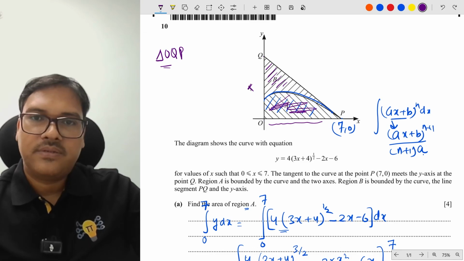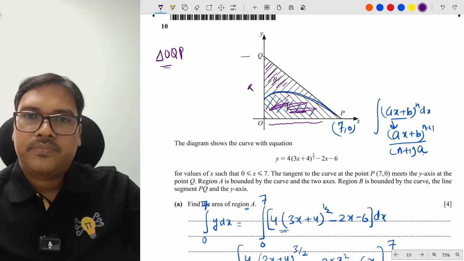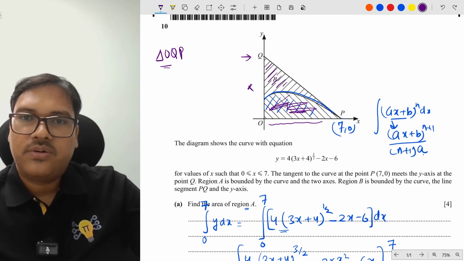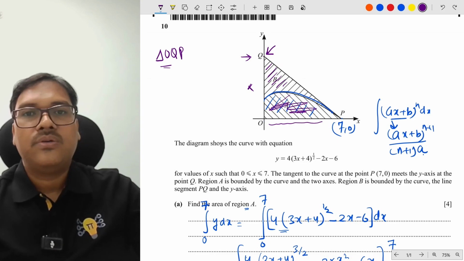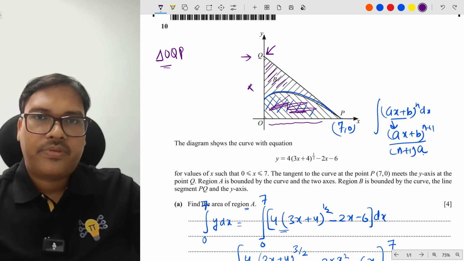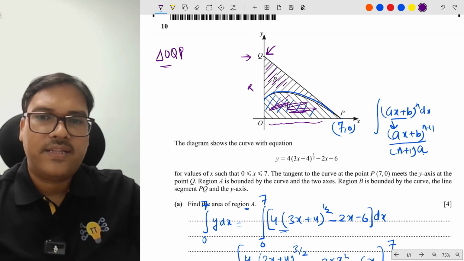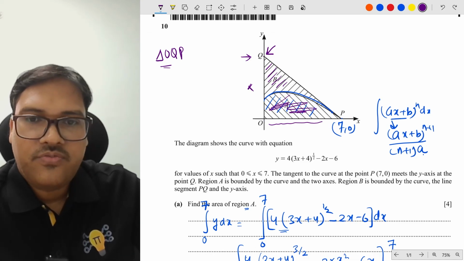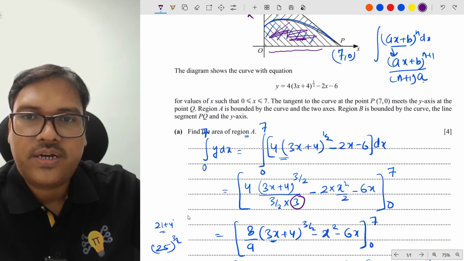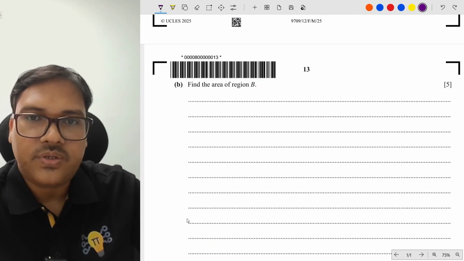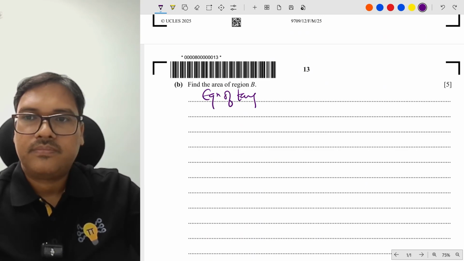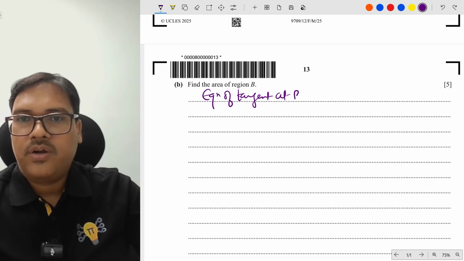Now for finding this, you have to find the equation of tangent, because this is the tangent at P. And what is the y-intercept of that? That is the coordinate of Q, correct? So now, how will you find the equation of tangent? For finding the tangent, you have to differentiate. So let's start. For finding the equation of tangent, you need to find the differentiation, the gradient, at point P, which is (7, 0).